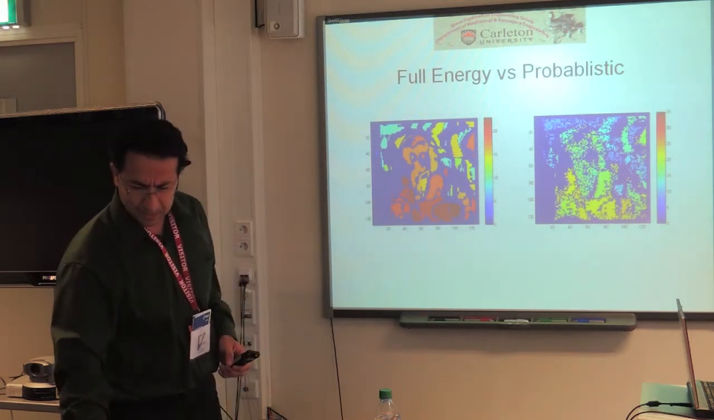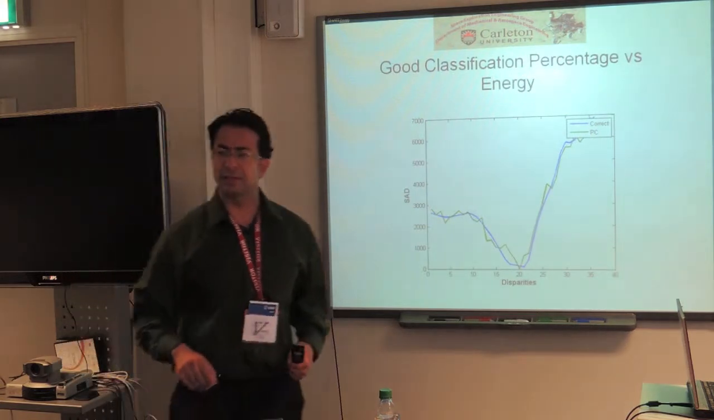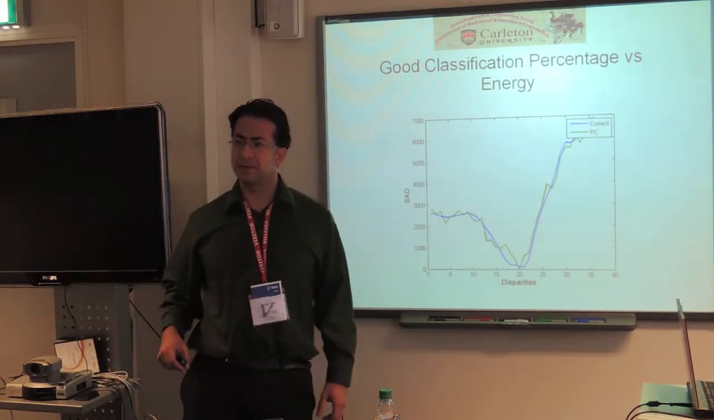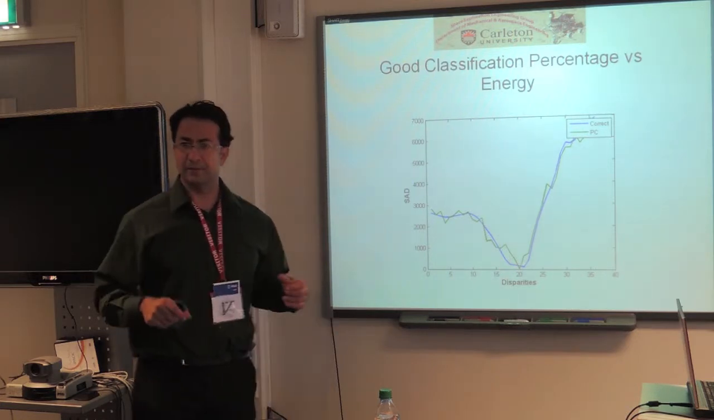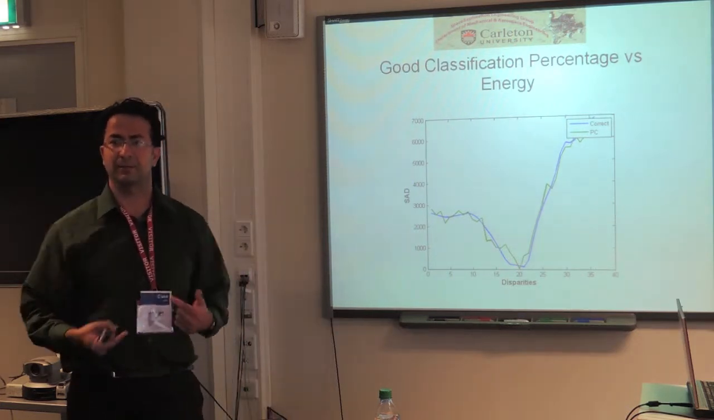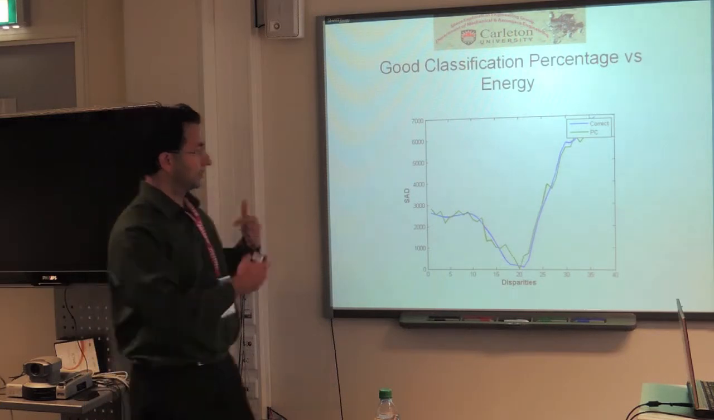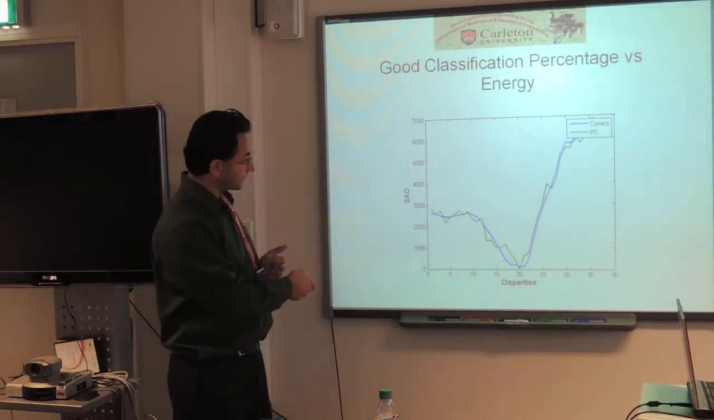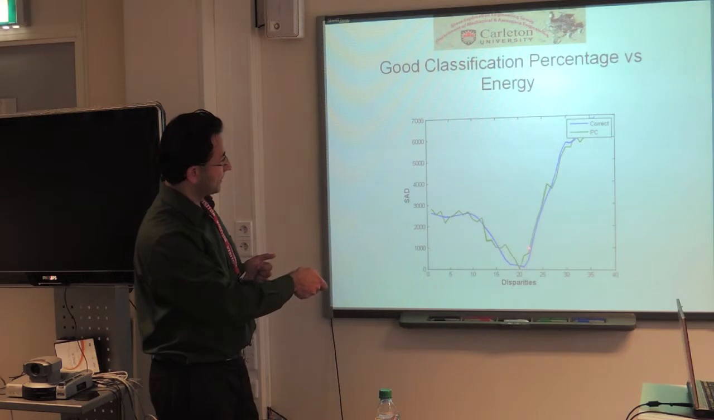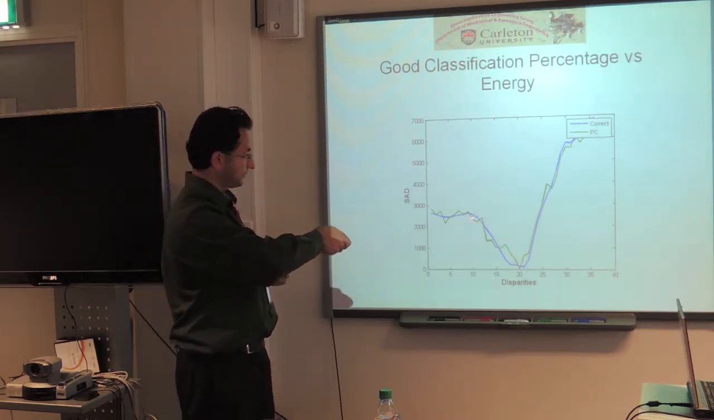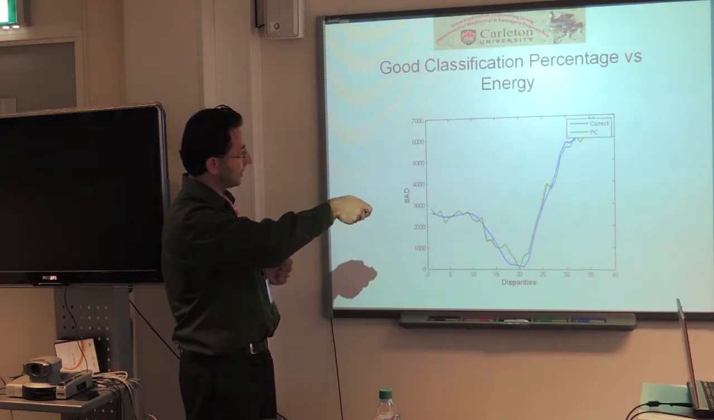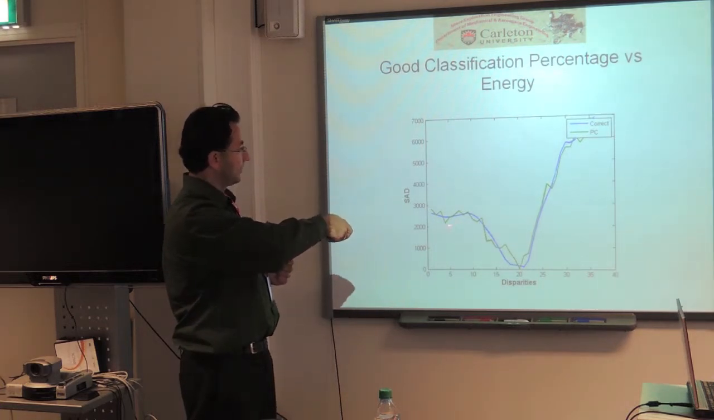And my next slide actually shows things a little bit better, because you can see here the difference in the error between the case when we ran the circuit with full energy and when we ran it with the probabilistic computing. Now the blue line shows the correct result, and the green one is the error with the probabilistic computing.